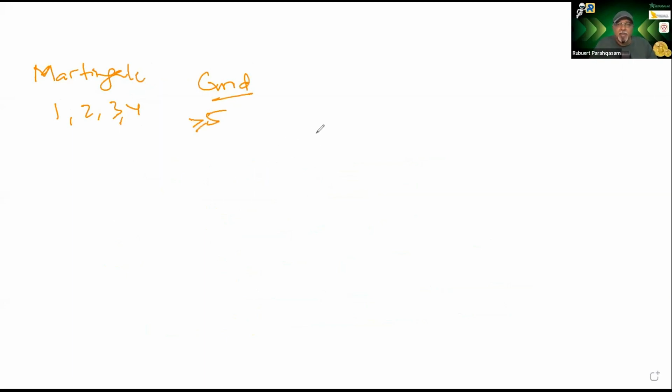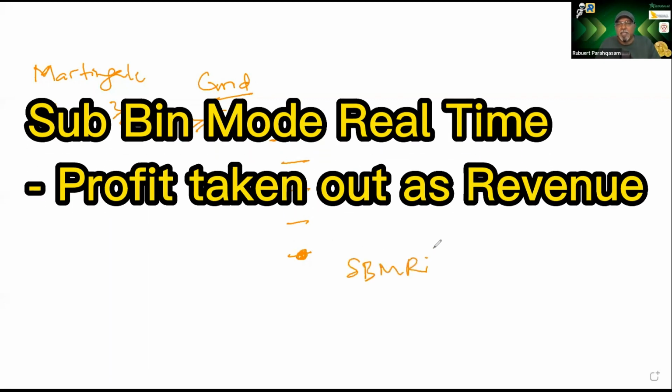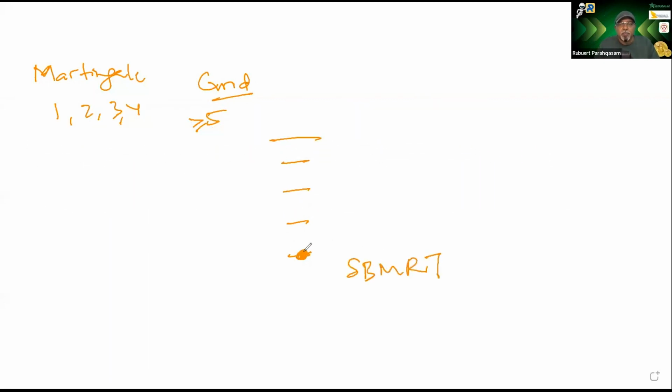Now the thing is, every time that particular bin or grid is sold off, what do we do with that profit? When this is sold off, you can choose to take the profit as revenue, which is sub-bin mode real time, or you can use this profit to put it back into the average price, reducing the average price so that the whole warehouse price comes lower. We can also do that. That is called sub-bin mode.